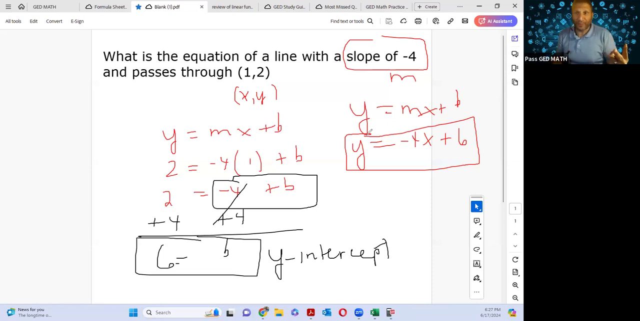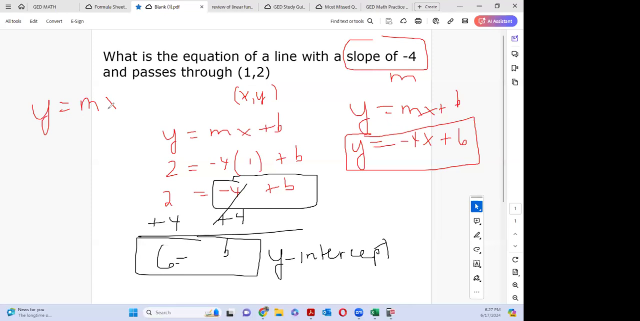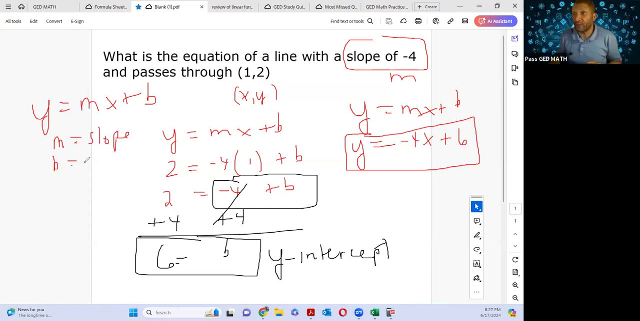They gave us the point, they gave us x and y, and they gave us the m. You solve for b. So when you had the slope-intercept form, this is very important. You don't know how much time it took me to figure out this question. This is what you had to know.